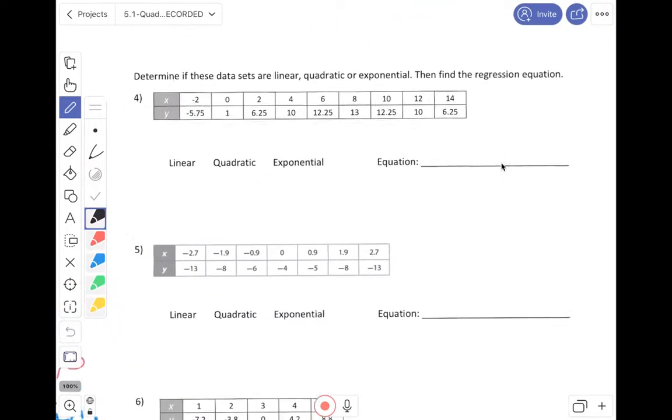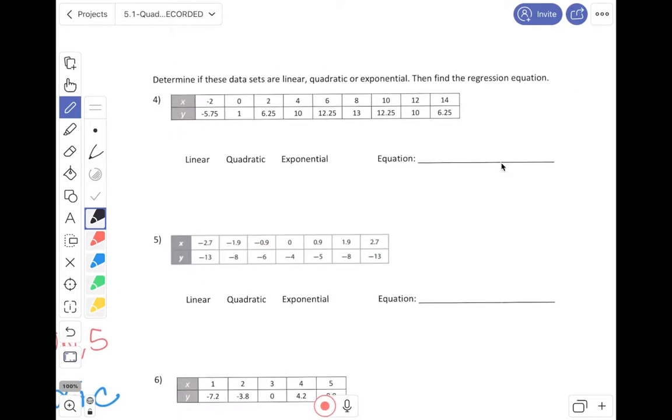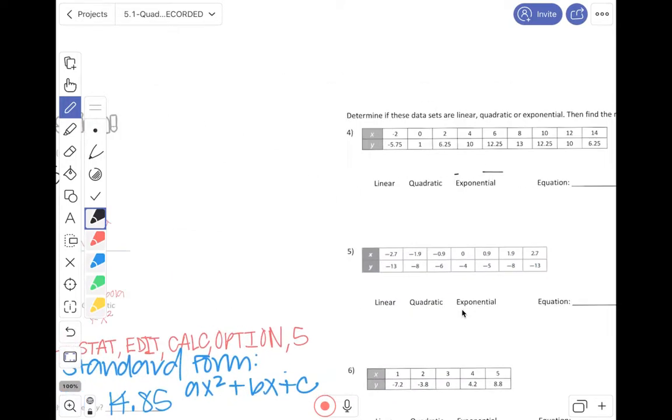Let's look at number 4. Ooh, fun. So this one, determine if these data sets are linear, quadratic, or exponential. Then find the regression of the equation. So the best way to do this is to plug in the data to get the equation. When you find the equation of this data set, you'll be able to know what parent function it looks like.